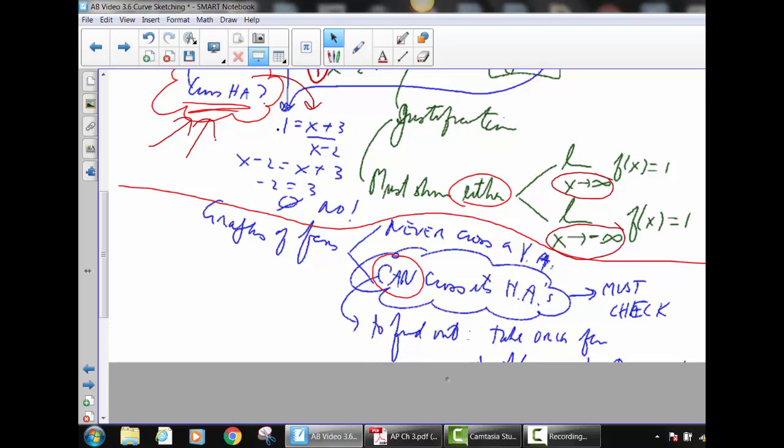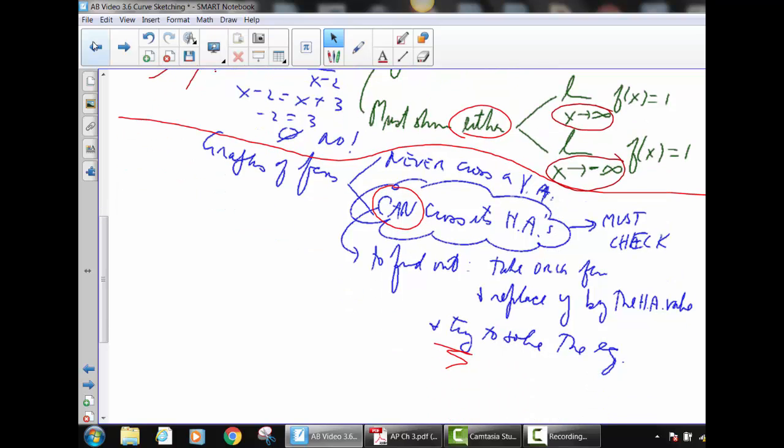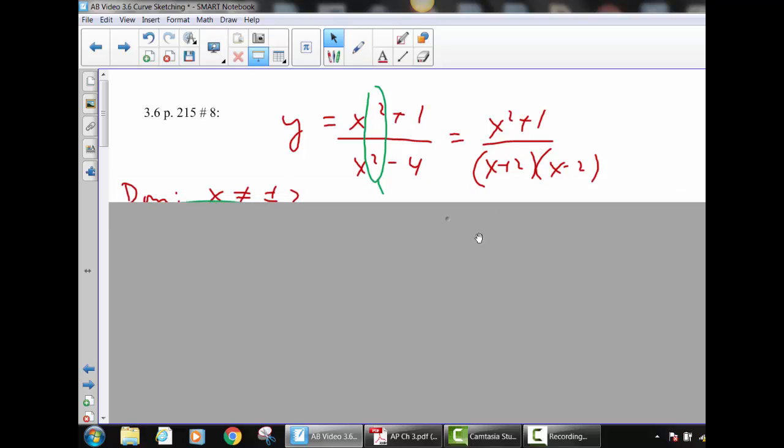So, again, just a review, a graph never crosses its vertical asymptote. It can cross the horizontal asymptote. What follows are all just examples worked out so you can see what's happening. When you have a rational function, you would always try and factor the numerator and denominator. That's going to help you establish everything.